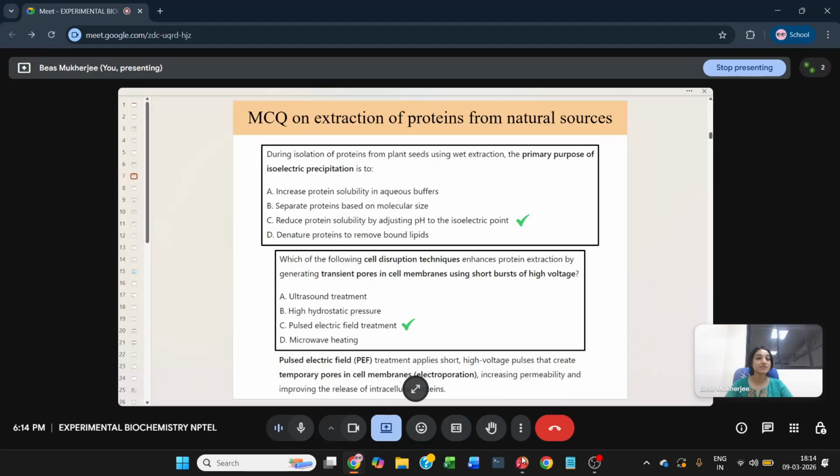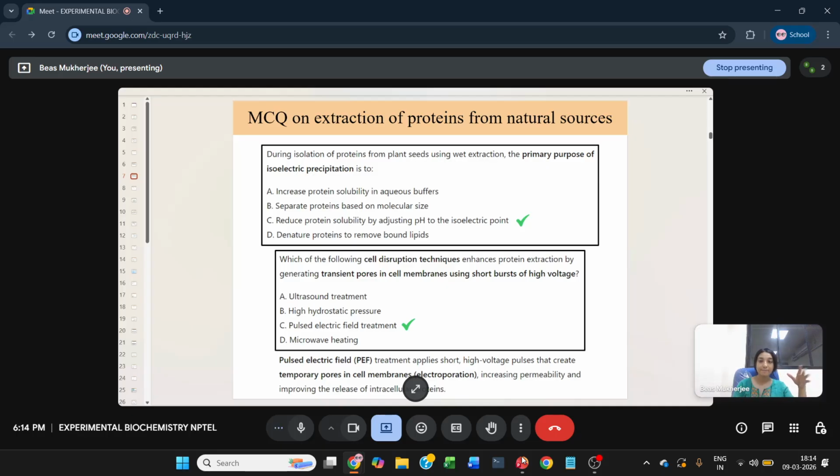The right answer for the first question is C, that is, reduce protein solubility by adjusting pH to the isoelectric point. So at this pH, what happens is the protein has net charge 0, because of which it precipitates, and there is protein-protein interaction and formation of aggregates, and it ultimately precipitates and therefore helps in separation from the rest of the media.